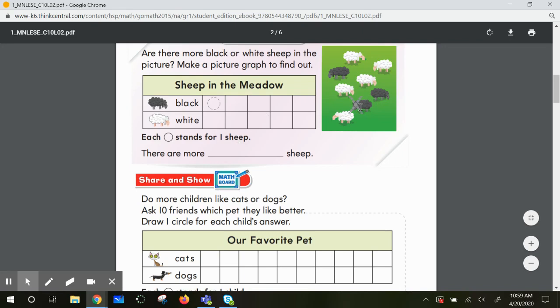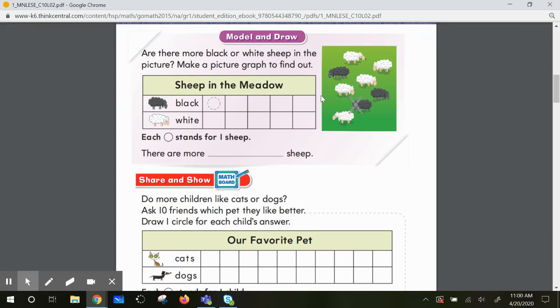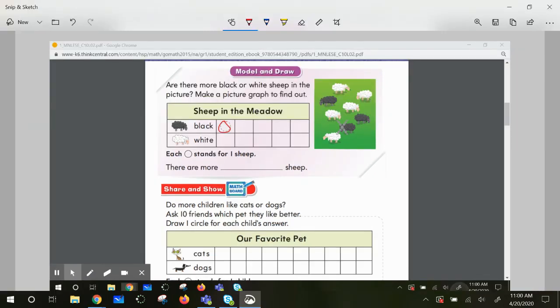Here you can see they've already crossed out an X, and that's because they drew a circle here in the black. You don't have to necessarily cross them out as you put them in, but I like to do it. It helps me. And then there are more black sheep. There's my 1 black sheep right there. Then I have another one. I crossed it out, but I need to make sure I put it in my graph. I'm crossing another one out. I need to make sure it's in my graph. Now I have 1, 2, 3 black sheep crossed out and 1, 2, 3 black sheep in my graph.